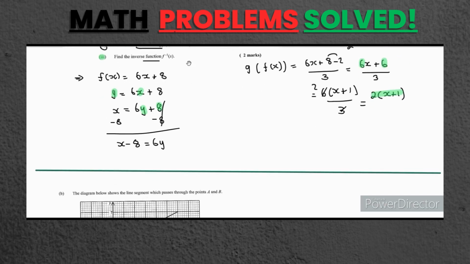Then what you have to do? You have to get rid of this 6. So you will divide by 6 on both sides.